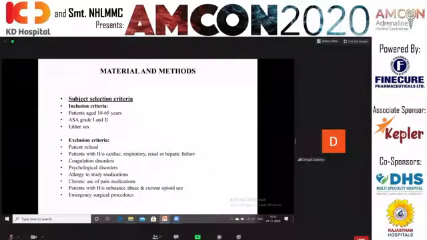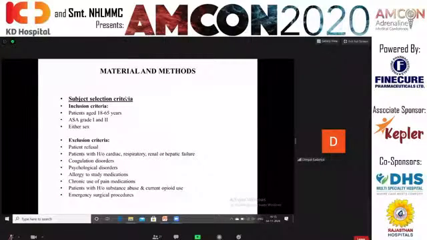Materials and methods, subject selection criteria. We included patients aged 18 to 65 years, ASA grade 1, of either sex. Exclusion criteria were patient refusal, patients having cardiac, respiratory, or hepatic failure, psychological or coagulation disorders, using chronic pain medication, allergy to medication, or a history of substance abuse or emergency surgical procedures.